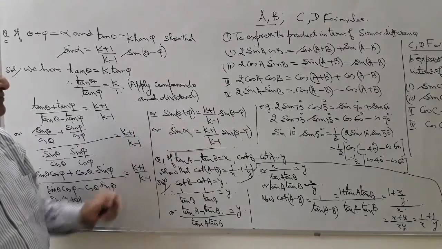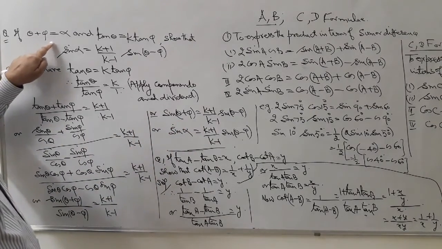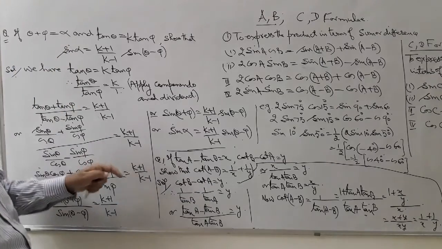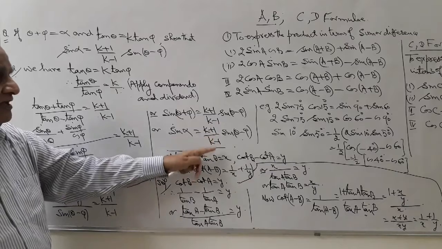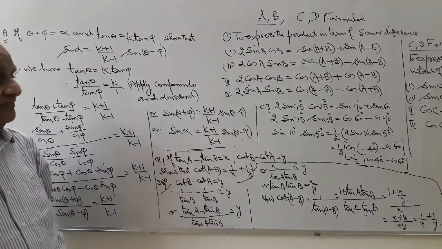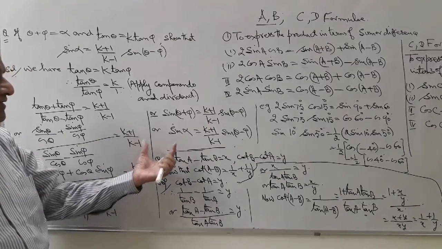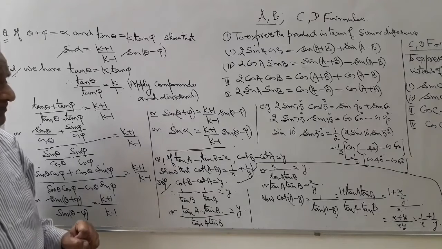Put up the value of theta plus phi because we have theta plus phi is equal to alpha given to us. So we say sine alpha is k plus 1 over k minus 1 sine theta minus phi. So this, once again I say, is a very important question of addition subtraction.